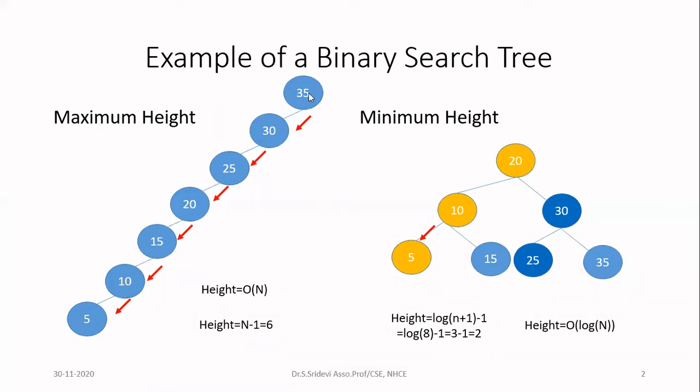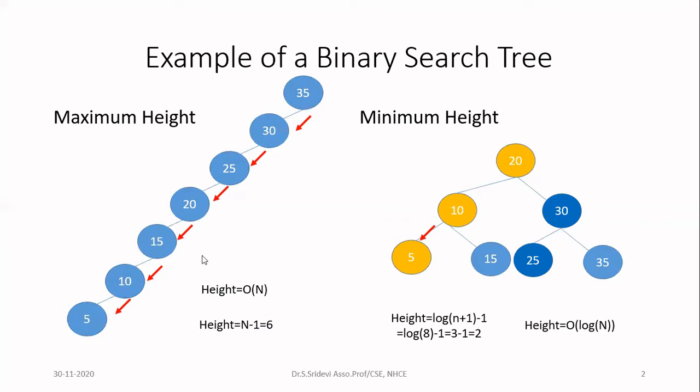So here, the arrival of the data items is 35, 30, 25, 20, 15, 10, and 5. So in this, I have a skewed tree. If you want to find the height of the tree, you have to find the length of the longest path from the root node to the leaf node. So here, we have only one path. This is the longest path we have. And if you consider the length of the longest path, just count how many links you have in this path. So totally I have 6 links in this. So the height of this particular tree is 6.